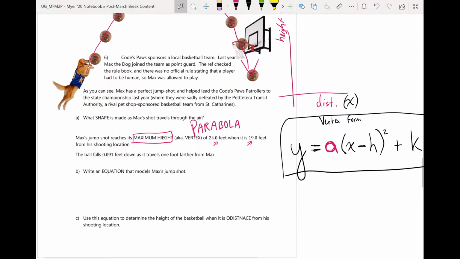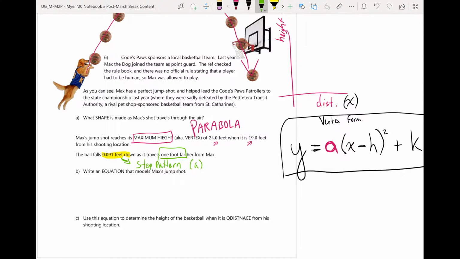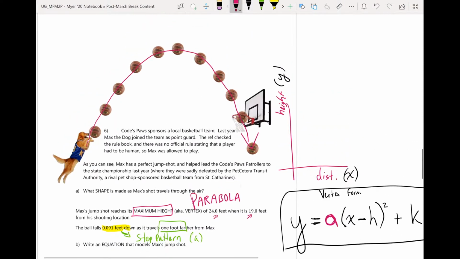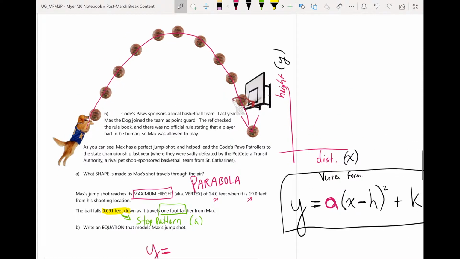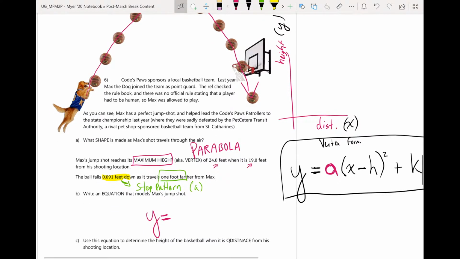All right. So if we were to write an equation, this information that's given right here is how far down the ball falls as it travels one foot further. That's our step pattern. So our step pattern, that's our A value, right? Okay, so y equals, now is our parabola going down or up? Which way is it opening, up or down? Down. So should the step pattern be positive or negative? Negative. Correct, it is negative.